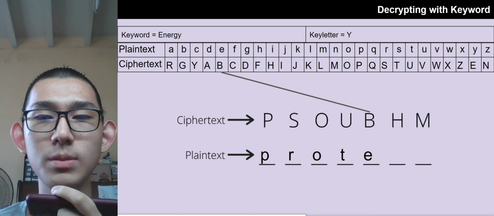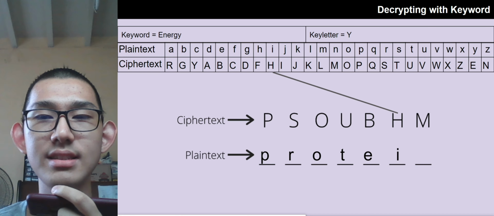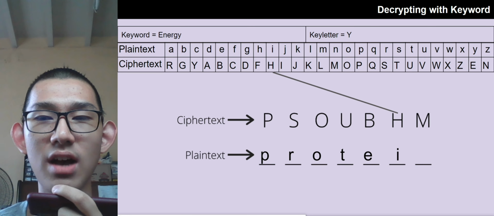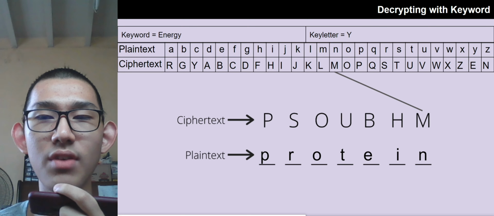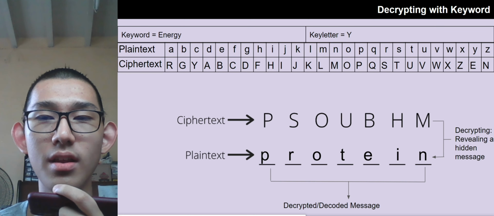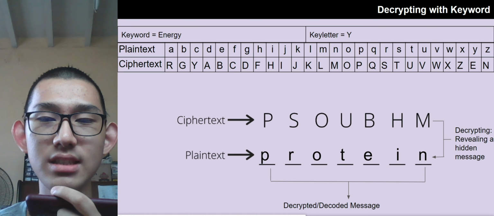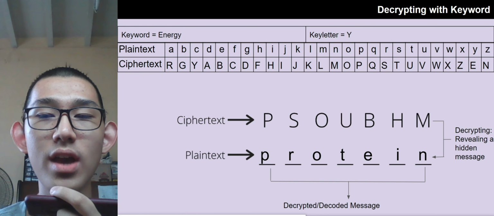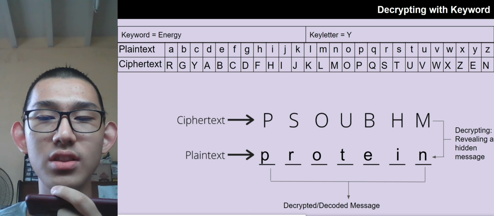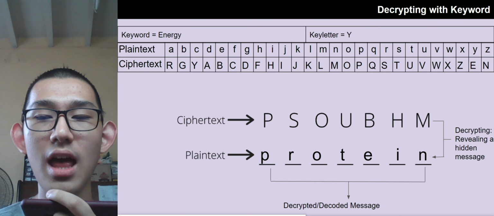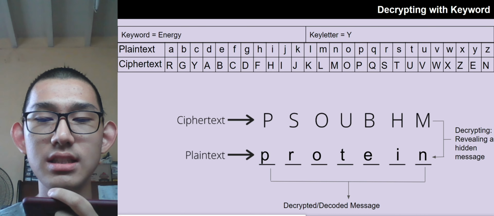Ciphertext of B equals plaintext of E. Ciphertext of H equals plaintext of I. Ciphertext of M equals plaintext of N. So PSOUBHM is our ciphertext, and we have decrypted it. We have revealed a hidden message, which is our decrypted decoded message. Our plaintext, in this case, is protein.